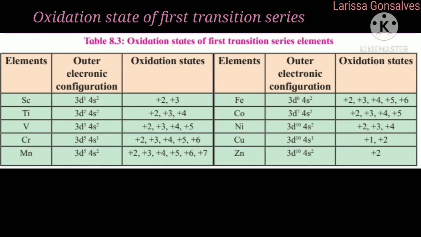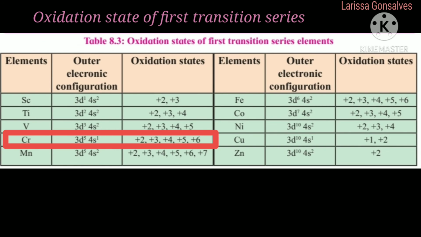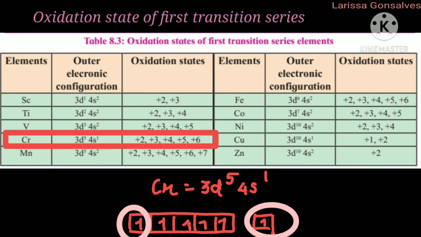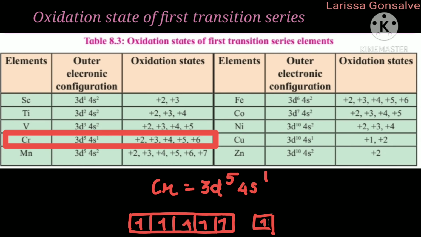Next is chromium with the electronic configuration 3d⁵4s¹. So here, if the 1 electron goes from the s shell, it is going to form +1 oxidation state. This is a very rare oxidation state and it has to be mentioned here. It is not mentioned in your textbook. So if s gives away 1 electron and 1 electron from d, then it forms the +2 oxidation state.